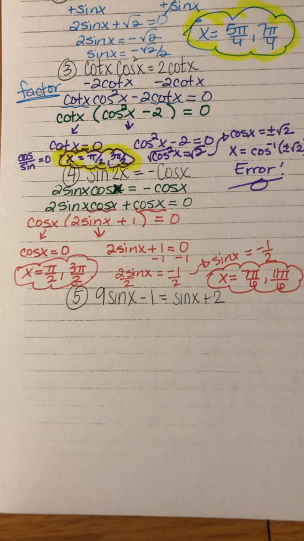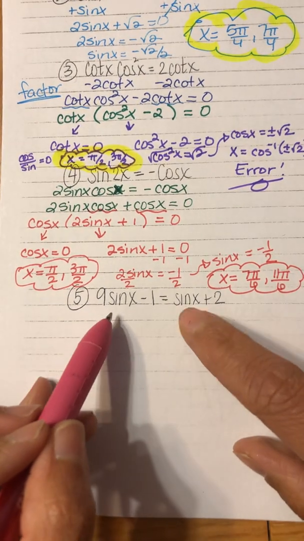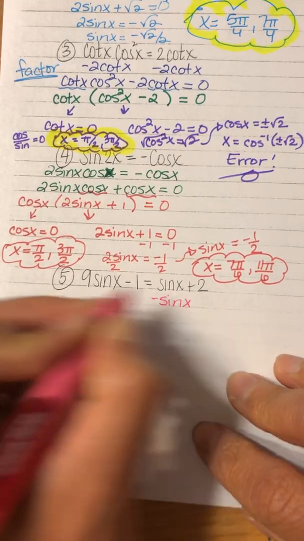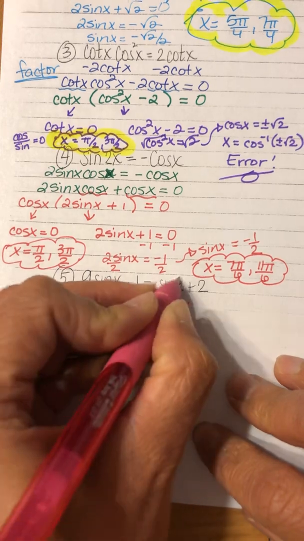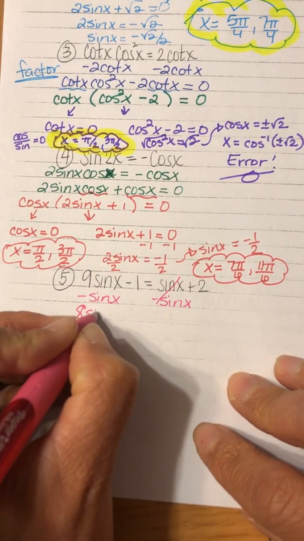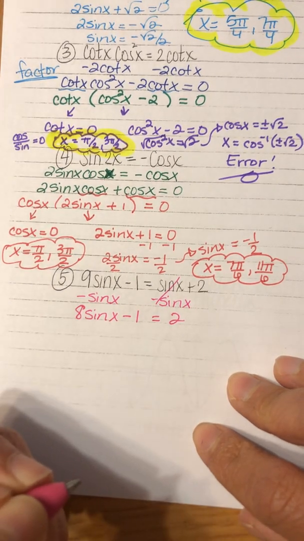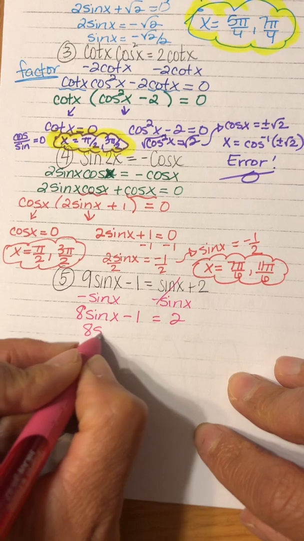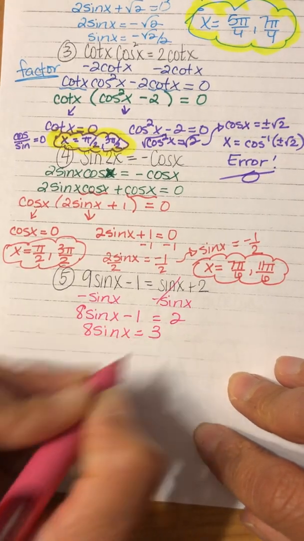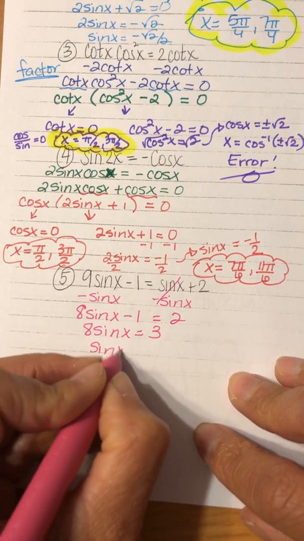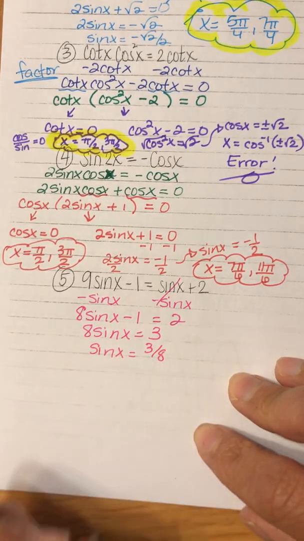Okay, the next one, number 5, 9 sine x minus 1 equals sine x plus 2. So since I have a sine x on each side, I'm going to get them all together. And this one's positive, so that means I'm going to have to subtract. So I will get 8 sine x minus 1 equals 2. And let's start solving. So I would add 1 to both sides. So I would get 8 sine x equals 3. And then I would have to divide by 8 on both sides. So I would get sine of x equals 3 over 8, 3/8.